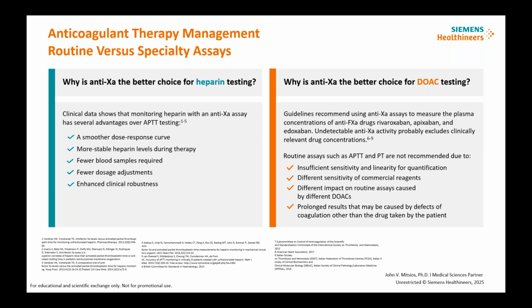Different sensitivity of commercial reagents, right? Different impact on routine assays caused by the different DOACs. A good example is what happens if I give a thrombin time and a patient is on dabigatran. Even a trace amount of dabigatran, which is the anti-2A inhibitor, excuse me, will cause a significant prolongation in your thrombin time. Again, not an adequate assessment of the patient's anticoagulant status.